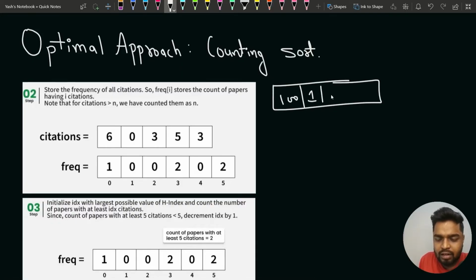Let's say the other entries were 444, something like this. Okay, so let's update the values like this here. Suppose this was the array that I had. Now this is the citation array, suppose.